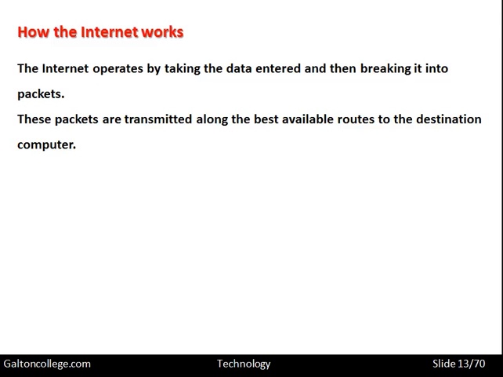The packets are transmitted along the best available routes to the destination computer. The packets have to make a journey on the internet, so they have to find the best routes, the most efficient routes to get there. And when they get there, they must be reassembled back together to form the message.